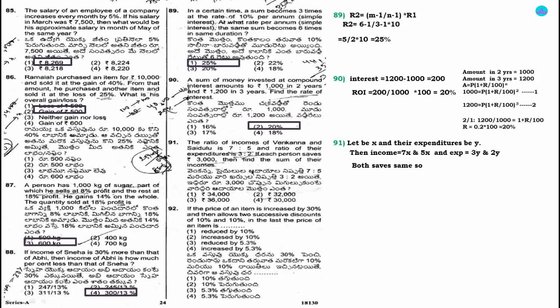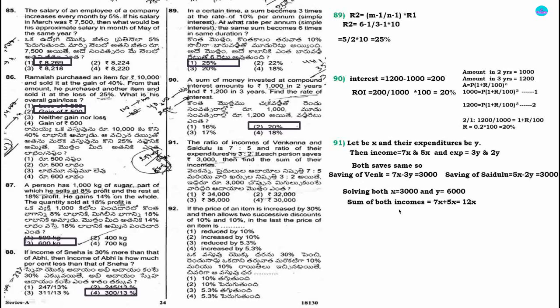Now both save the same amount, yes or no? 3000. So what would be the saving? How will we get the saving? From the income, if we subtract the expenditure, we will get the saving, which is 3000. So first, income 7x minus expenditure 3y, so 7x minus 3y is equal to 3000. Similarly, now Saidulu's 5x minus 2y is equal to 3000. Now if we solve both, we'll get x as 3000 and y as 6000.